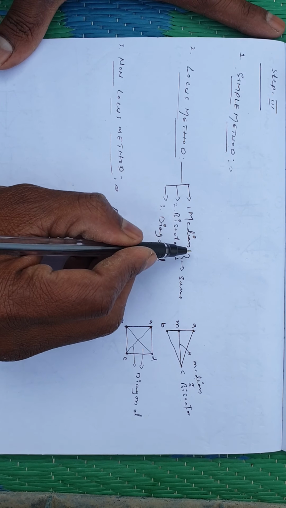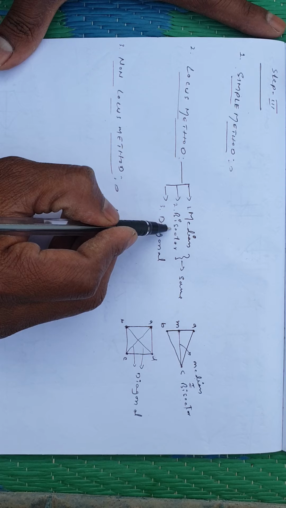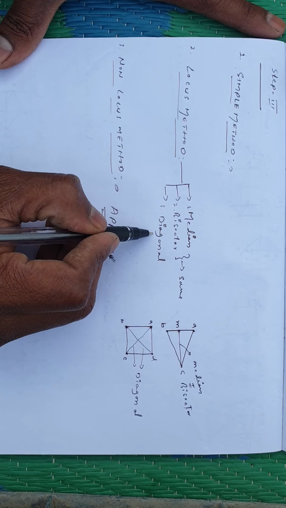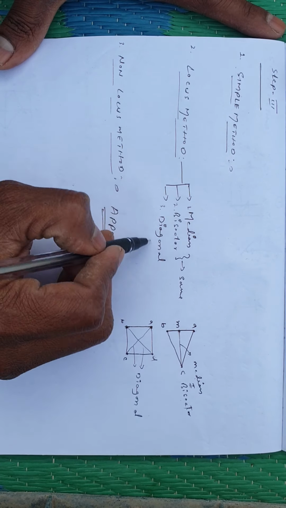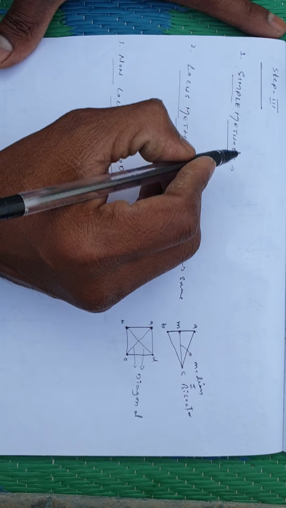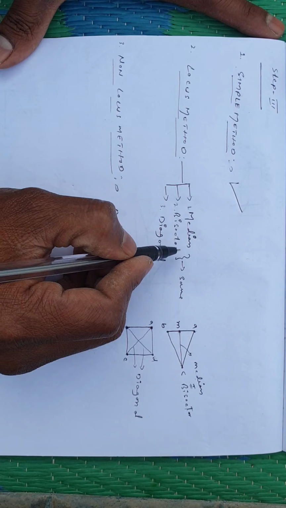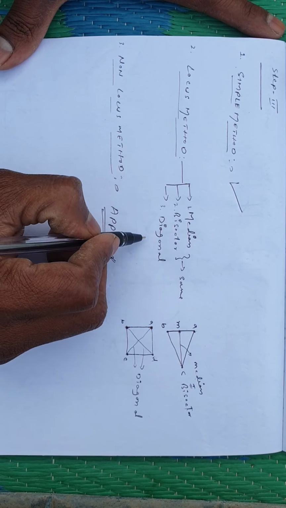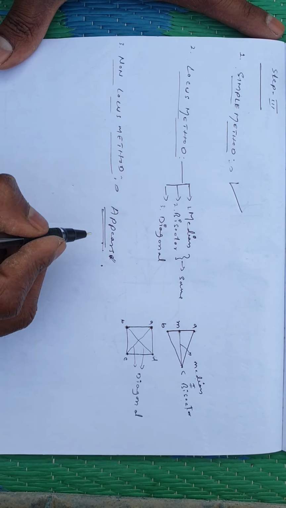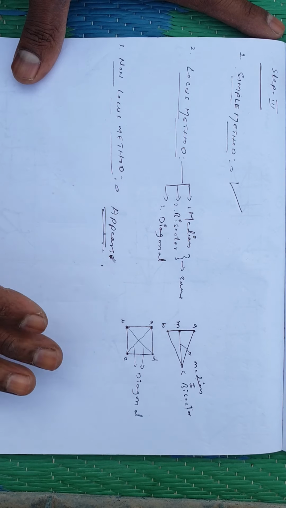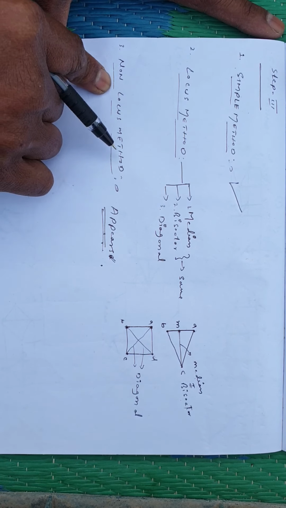If the word median is given, go for the locus method. If the word bisector is given, go for the locus method. If the word diagonal is given, go for the locus method. If none of the three words is given, then the third step should be completed by using the simple method. If the word median or bisector or diagonal, any one, is given, along with that if the word appear is given, the third step should be completed by using the non-locus method.